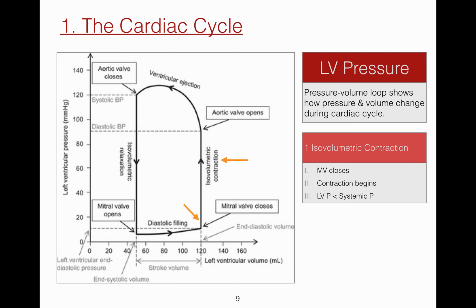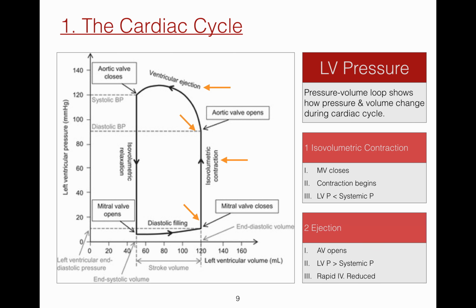although initially in this phase, LV pressure is still less than aortic pressure. When the LV pressure exceeds aortic pressure, the aortic valve opens and the ejection phase begins. Again, the ejection phase initially starts with rapid ejection, and then towards the end of the phase, it occurs more slowly until the aortic valve closes again.